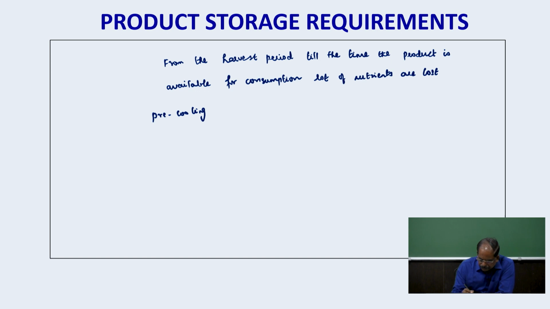If there is a delay of say 1 hour between the period of the harvest and employing this pre-cooling technique, what happens is the shelf life of the product gets reduced by about almost 1 day. It is about 18 to 20 hours.